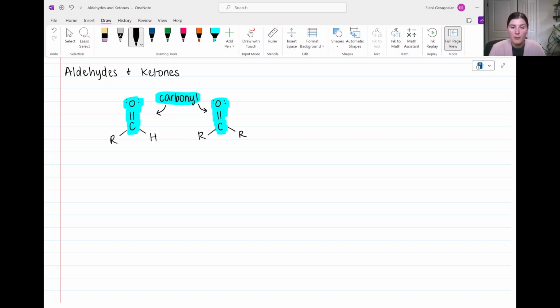So we have a carbon double bonded to oxygen. When that carbon is bonded to a hydrogen, this is called an aldehyde. And then when that carbon is bonded to two other carbons, two other R groups, this is a ketone.